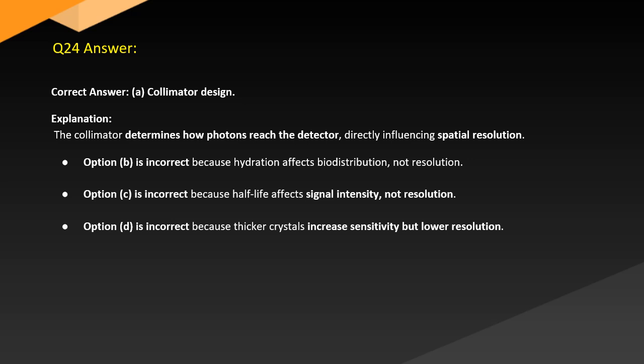Answer. Correct answer A. Collimator design. Explanation. The collimator determines how photons reach the detector, directly influencing spatial resolution. Option B is incorrect because hydration affects biodistribution, not resolution. Option C is incorrect because half-life affects signal intensity, not resolution. Option D is incorrect because thicker crystals increase sensitivity but lower resolution.